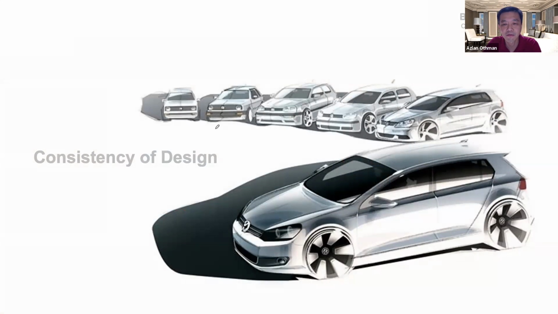And that's where you touch on the consistency I was saying. This is the Volkswagen Golf, from the first generation all the way to today. Consistency is important for brand building.